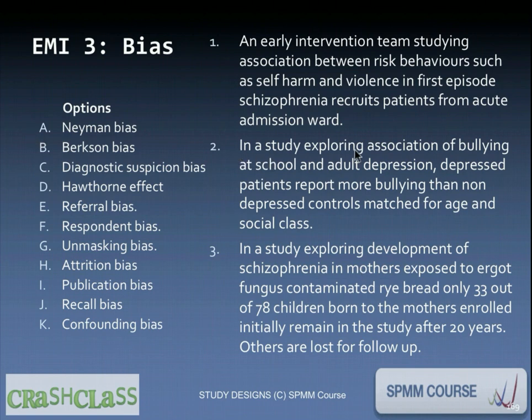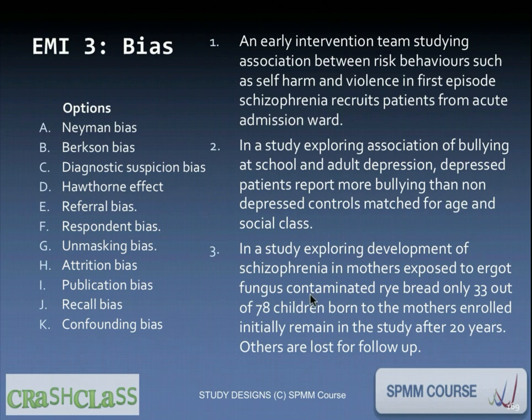Number 2, in a study exploring association of bullying at school and adult depression, depressed patients report more bullying than non-depressed controls matched for age and social class. So why is this? Patients with depression usually have negative recall bias. They recall negative incidents more commonly than positive incidents in their life. So whenever you do this kind of recall based studies, when you ask people in case control designs to report something that happened in the past, that's going to be prone to recall bias. Okay, so this is recall bias.